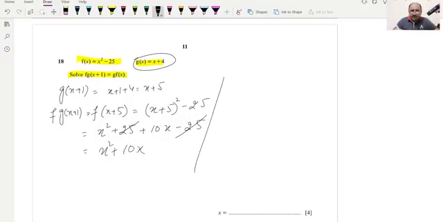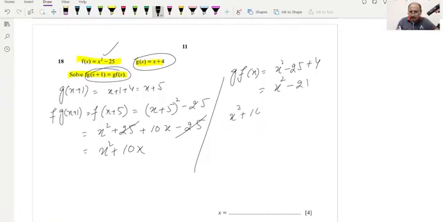Now we can find g of f of x. G of f of x will be what? We will replace f of x in g of x. So this will be x squared minus 25 and plus 4, and this will be equal to x squared minus 21.